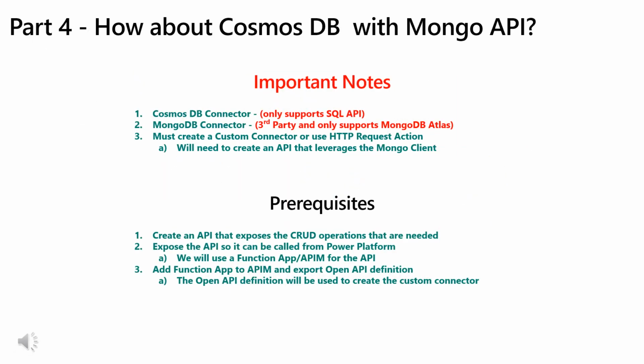What if I want to use a scenario that's requiring me to use the CosmosDB with Mongo API? Can I use any of the connectors that ship with the product? So let me cover this. So there are some important things that you need to be aware of.